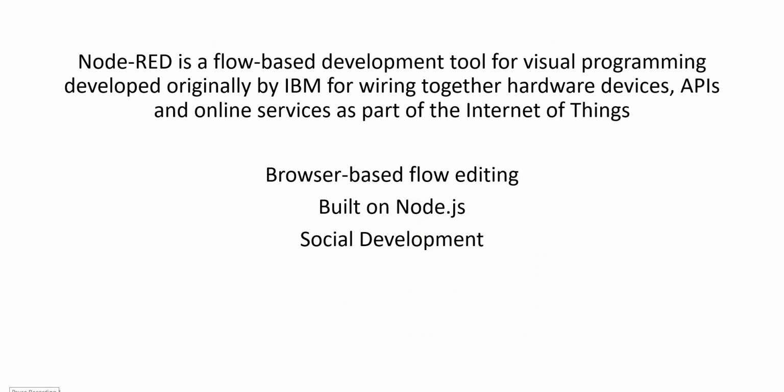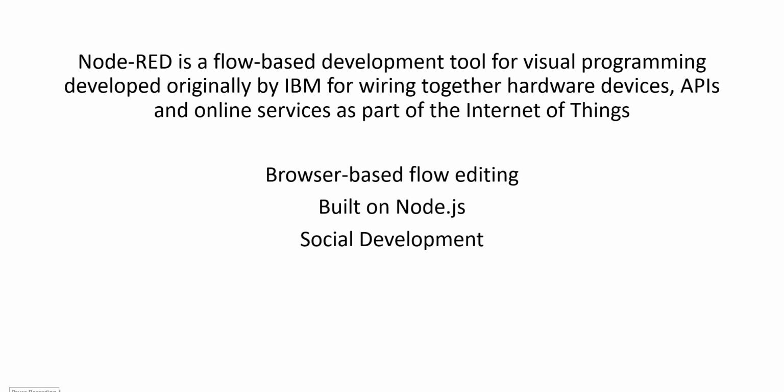So what's Node-RED? Node-RED is a flow-based development tool for visual programming that puts together hardware devices, APIs and other online services as part of the Internet of Things. Meaning that you need not code anything, just use the widgets that are already present in the app to create new tools.